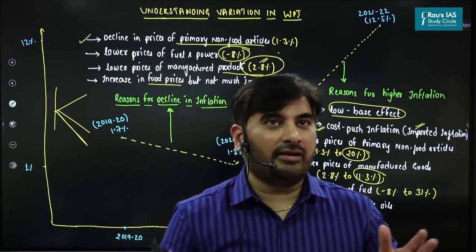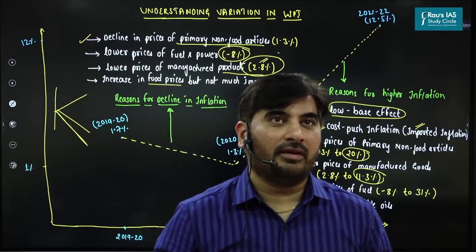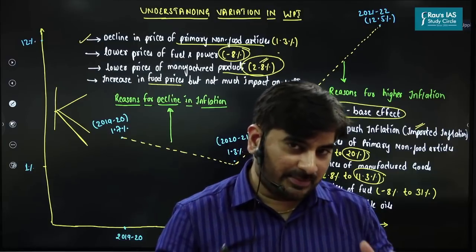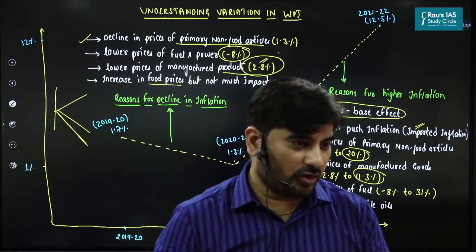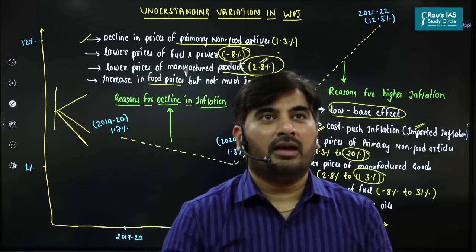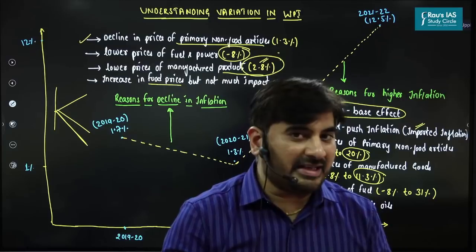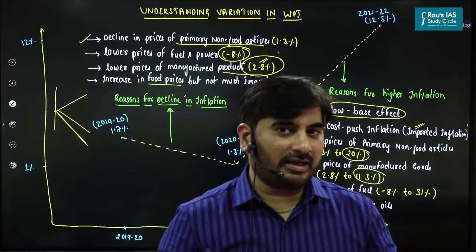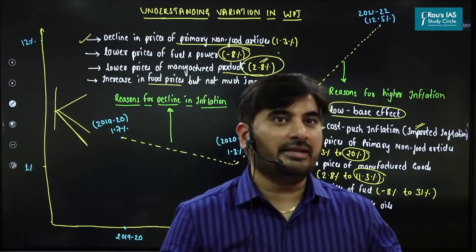So can you see this kind of divergence between WPI and CPI? The reasons for the divergence between WPI and CPI are the low base effect and the weightages which WPI and CPI give to different commodities, right?